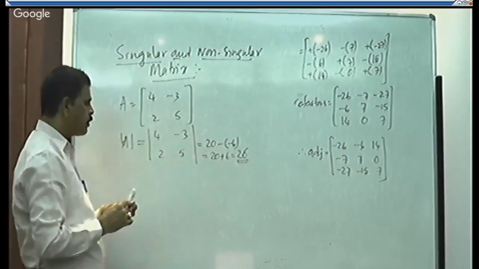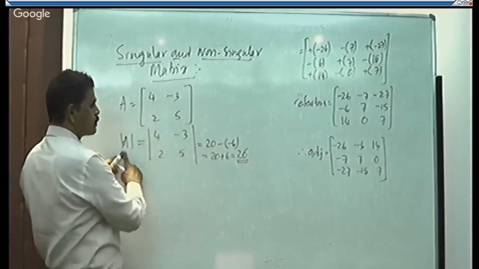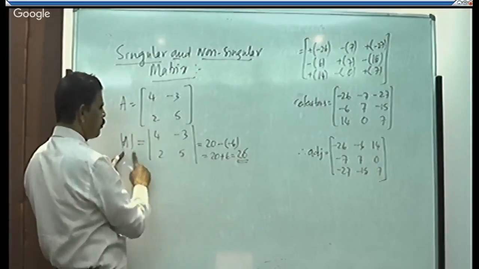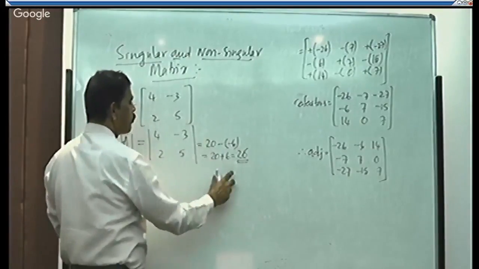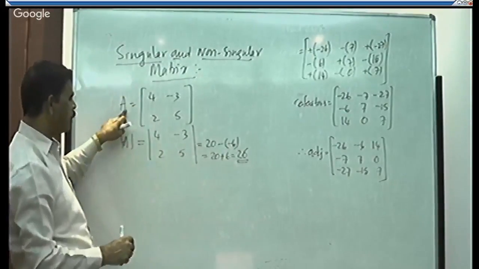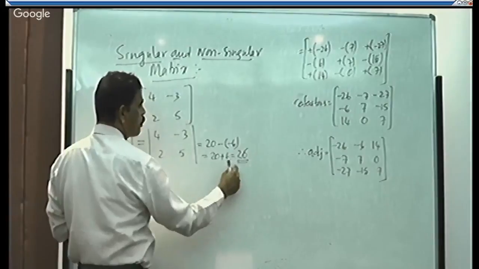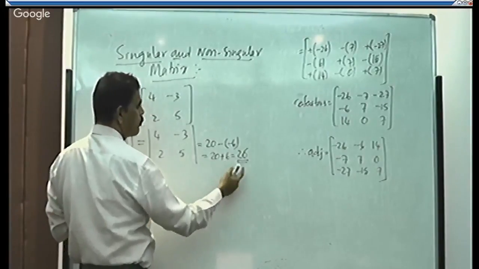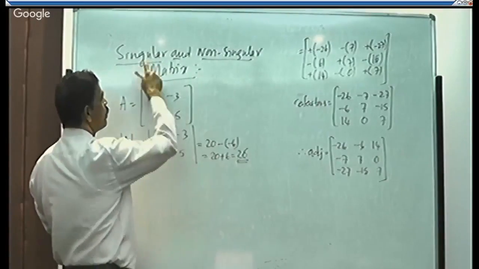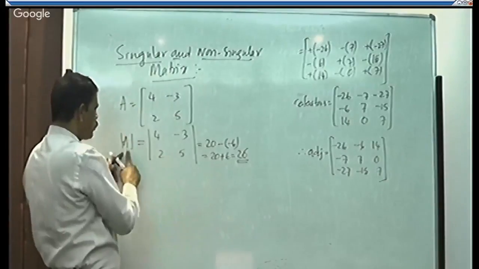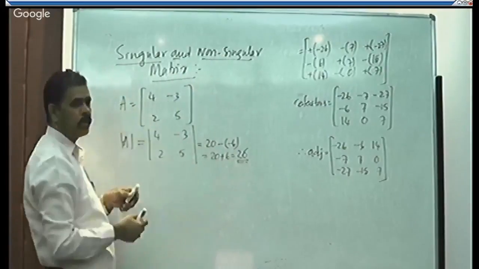So we got a certain value for a given matrix. It is a square matrix whose determinant value is 26. For any square matrix, sometimes you may get the determinant value 0, sometimes you may not get 0. Suppose if you get the determinant value equal to 0, that is called a singular matrix. Suppose if the determinant value is not equal to 0, then it is said to be a non-singular matrix.